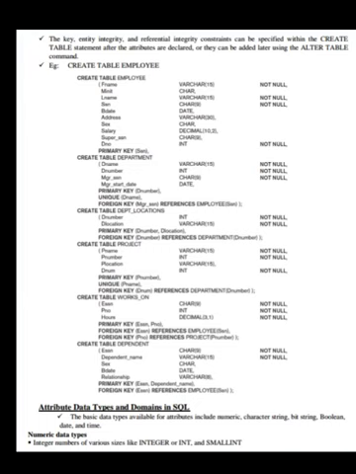Attribute data types and domains in SQL. The basic data types available for attributes include numeric, character string, bit string, boolean, date, and time. Numeric data types include integers of various sizes, like INTEGER or INT or SMALLINT.